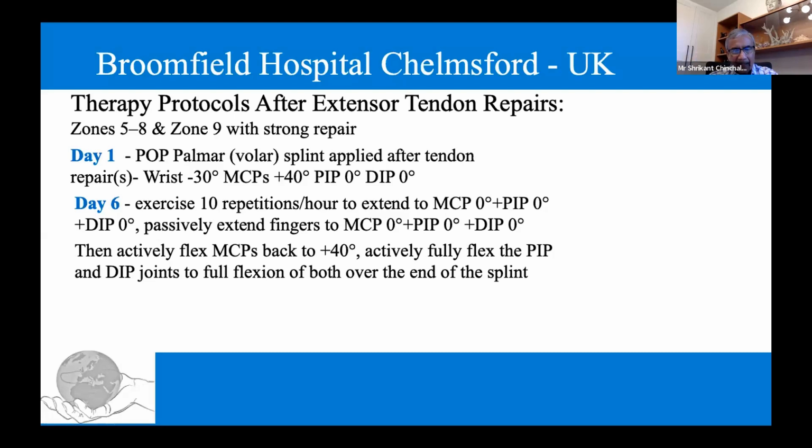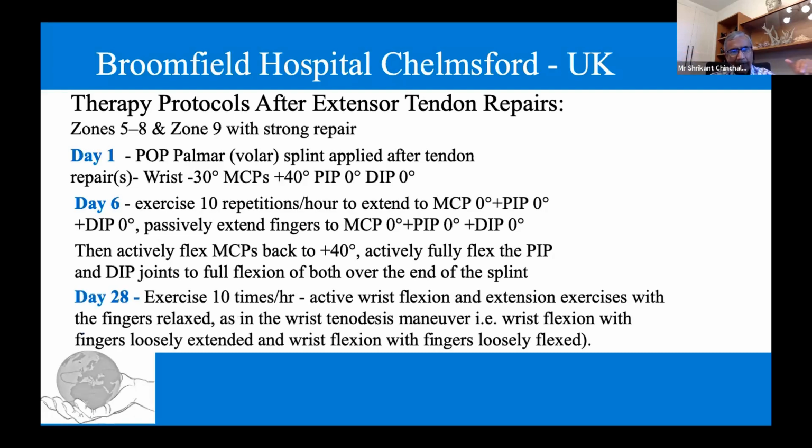And then the specific program consisted of allowing the MCP joint and IP joints to move, and then actively flexing the MCP joint back to 40 degrees, and then fully flexing the PIP and DIP joints to full flexion, both over the end of the splint. And on day 28, they introduced exercise of the wrist joint in flexion and extension with fingers relaxed in a form of a tenodesis manner.